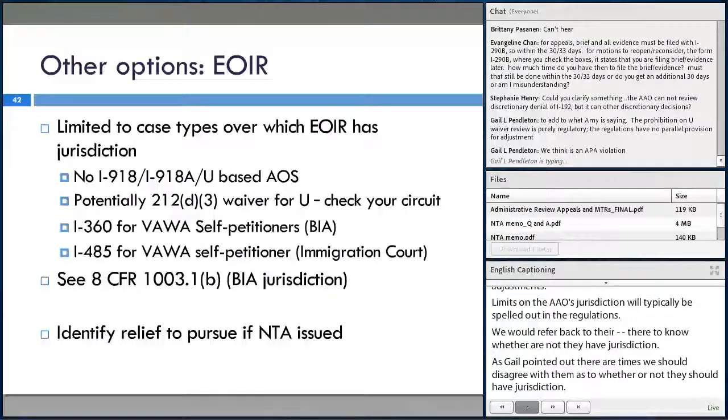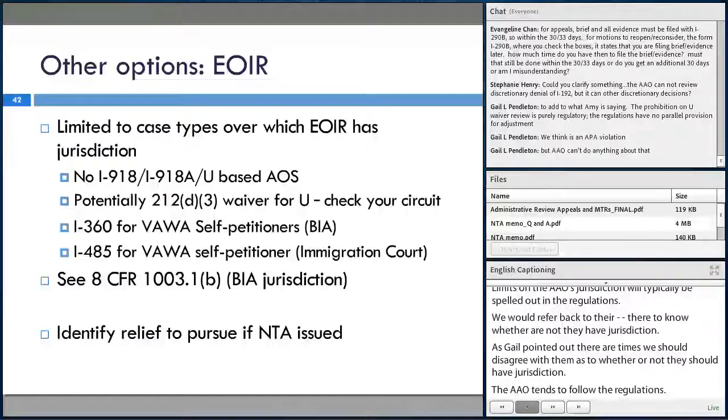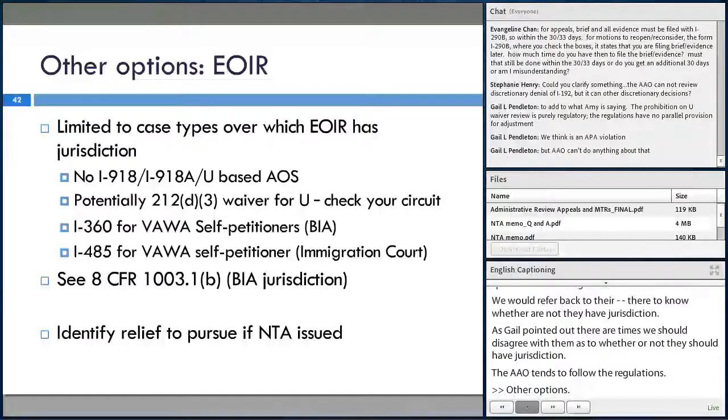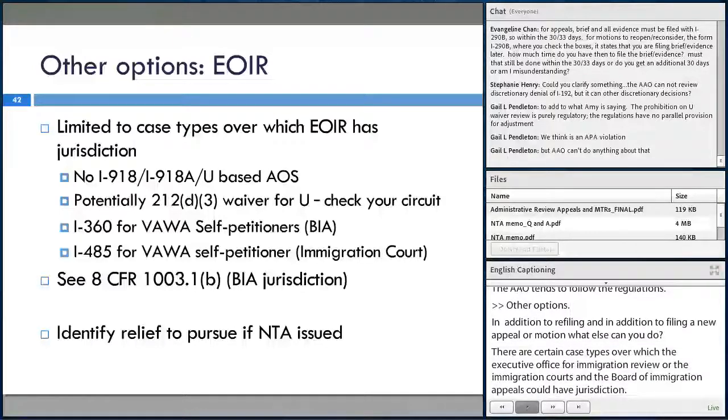Okay. Other options. So in addition to refiling, in addition to filing a new appeal or a motion, what else can you do here? There are certain case types over which the Executive Office for Immigration Review or the immigration courts and the Board of Immigration Appeals could have jurisdiction. So you do need to check to make sure that EOIR would have jurisdiction over the case type that's of concern. We've spelled out a couple here, but this is a little bit more limited, right?